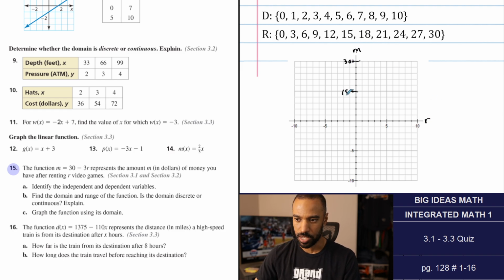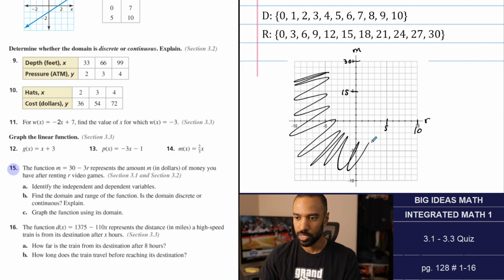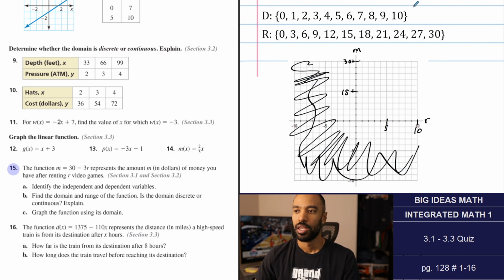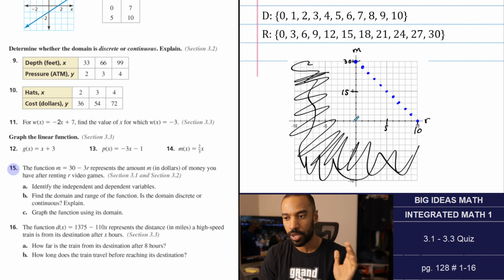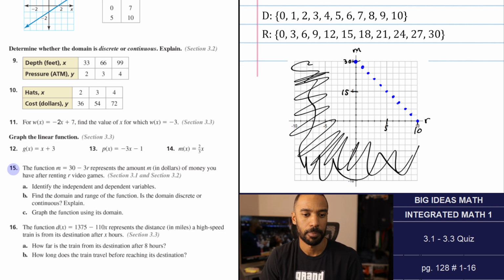So this is 30, this is 15, but this is still 5 and 10. This stuff is irrelevant, not a part of our domain and range, no negative numbers to be found. So 0 game rentals, $30 left. 1 game rental, $27 left. Remember, these are going by 3s, down by 3s. So it kind of just goes like this. It's a neat connection where it goes from that top part down to this right part over here. And again, we do not connect the dots here. This is all that exists for this. All of these are situationally the amount of video games I can rent and the amount of money I'll have left. Not the amount of money I spent, but the amount of money I have left starting from $30.